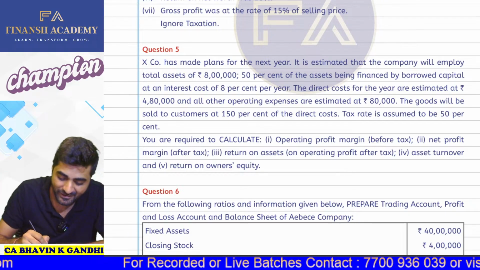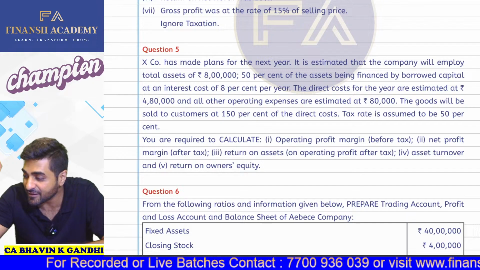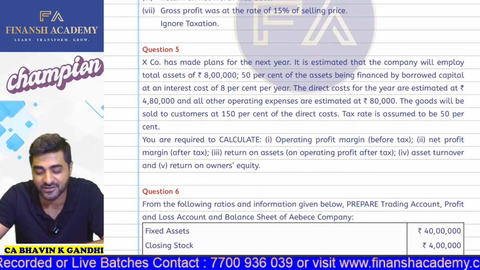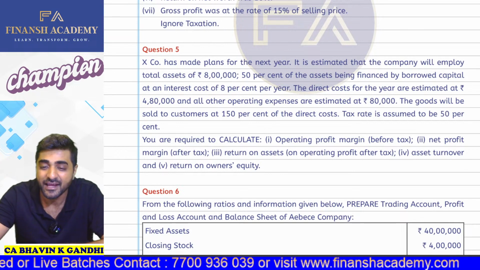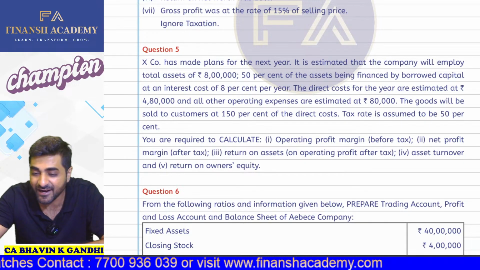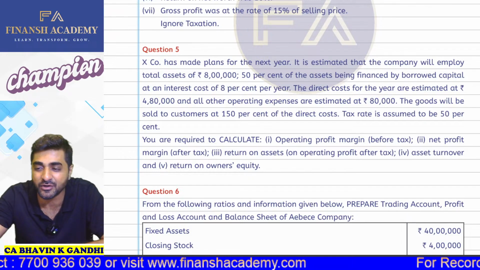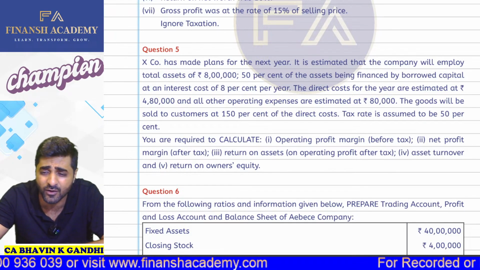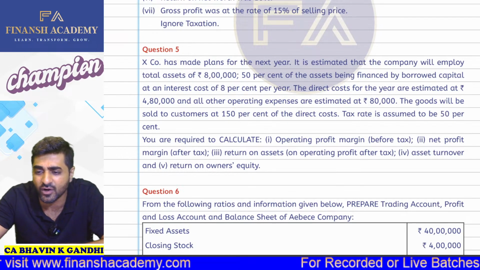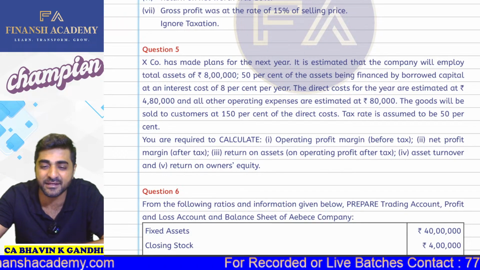So what is given to you? It is estimated that the company will employ total assets of rupees 8 lakhs and 50% of the assets is being financed by borrowed capital at an interest cost of 8%. And at the same time, the direct costs for the year are estimated to be 4,80,000 and all the other operating expenses are estimated to be 80,000. The goods will be sold at 150% of direct cost and the tax rate is 50%.